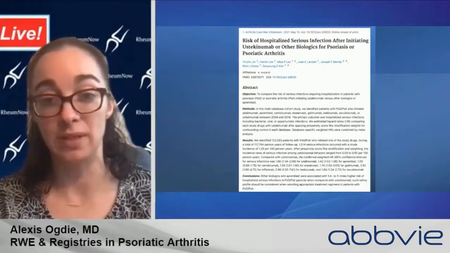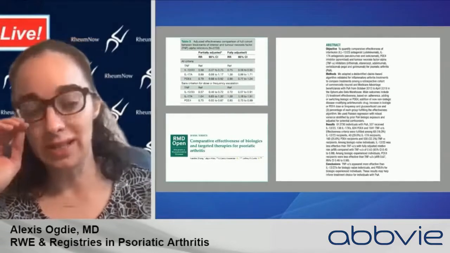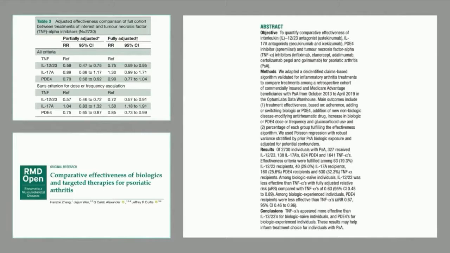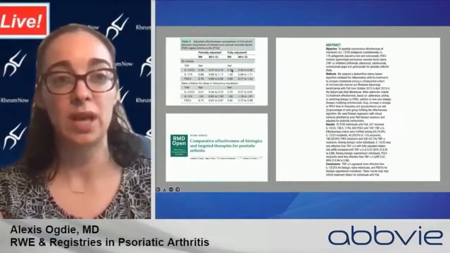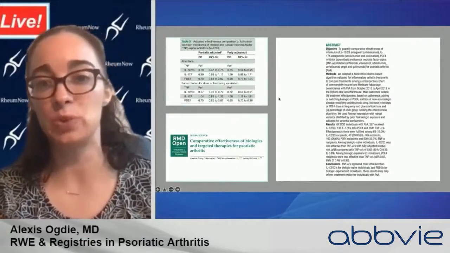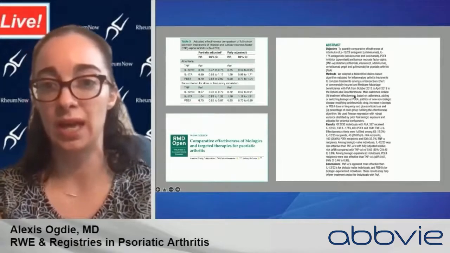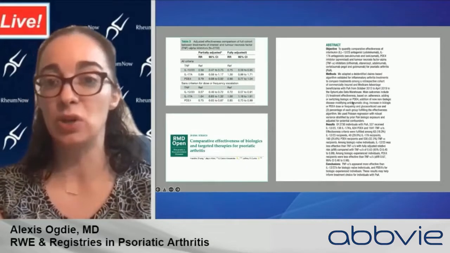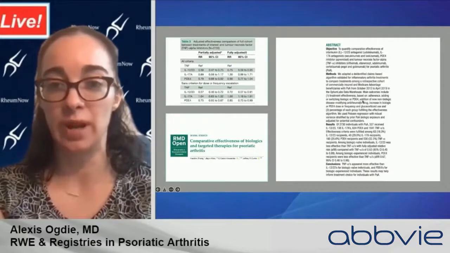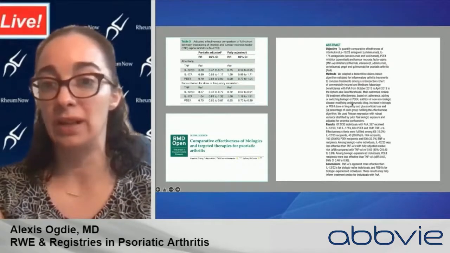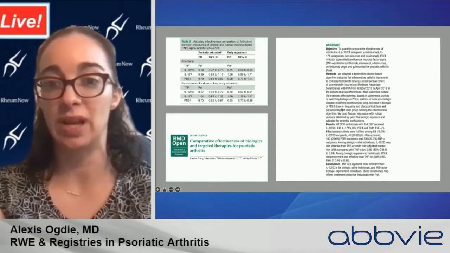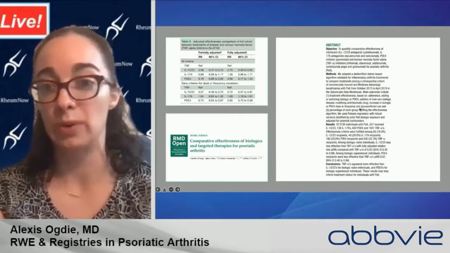to compare different therapies. Here's another example of a comparative effectiveness study by Jeff Curtis's group. This is also a recently published paper in RMD Open, and it was comparative effectiveness of biologics and targeted therapies for psoriatic arthritis. And in this case, they compared to TNF inhibitors, and they wanted to know about effectiveness, which was actually kind of a complex outcome in which they based it on adherence, adding or switching a biologic or a phosphodiesterase 4 inhibitor, adding a non-biologic disease-modifying agent, or increasing the biologic dose or PDE4 dose or frequency in glucocorticoid use.